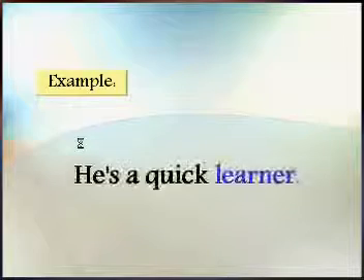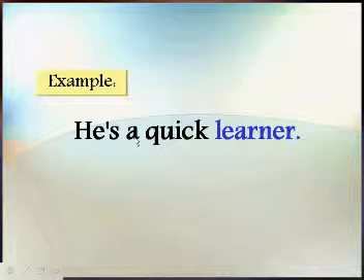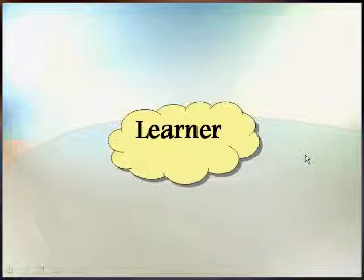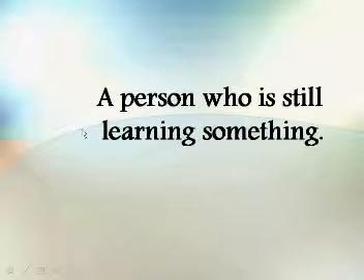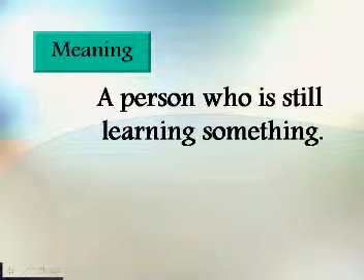Another example with another word. He's a quick learner. That's an easy word. He's a quick learner, from the verb learn. Learner. A person who is still learning something. A student, for example. A learner.